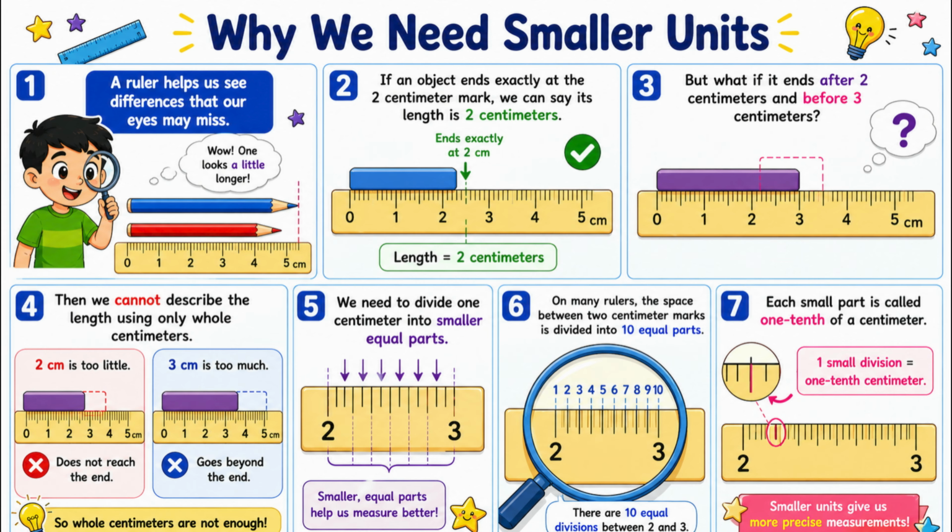If an object ends exactly at the 2 centimeter mark, we can say its length is 2 centimeters. But what if it ends after 2 centimeters and before 3 centimeters? Then we cannot describe the length using only whole centimeters. We need to divide 1 centimeter into smaller equal parts. On many rulers, the space between 2 centimeter marks is divided into 10 equal parts. Each small part is called 1/10 of a centimeter. So 1 small division is equal to 1/10 centimeter.